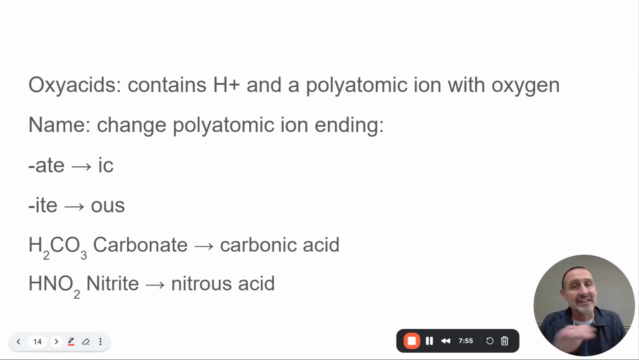We're not going to say the hydro, because that makes it a binary acid. This is going to be with a polyatomic ion. So we're just going to say what the polyatomic ion is, and change the ending. So carbonate is carbonic, and we're going to say the word acid. Nitrite has less oxygen, 2 instead of 3, so we're going to call it nitrous acid. So nitric acid would be HNO3, nitrous acid, HNO2.